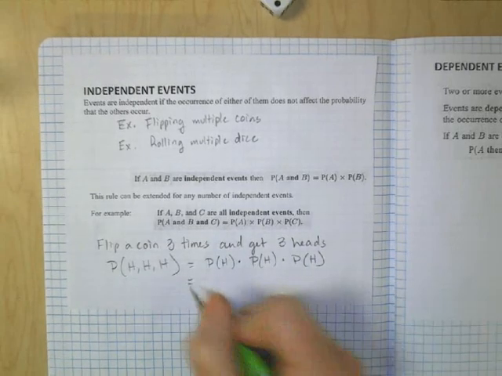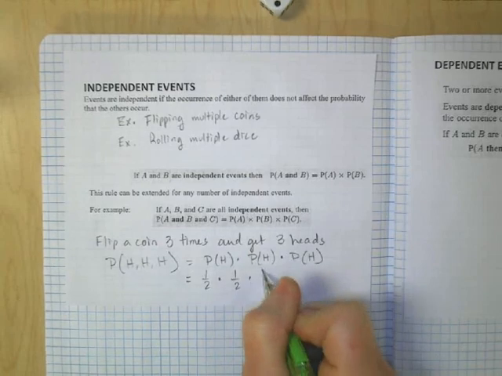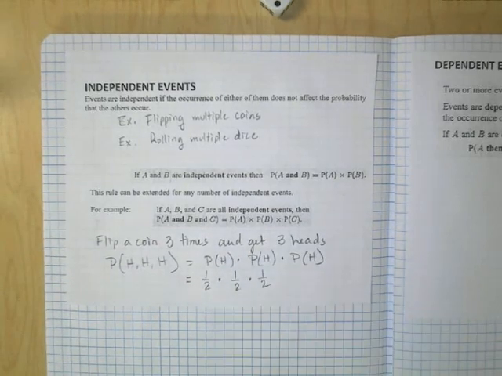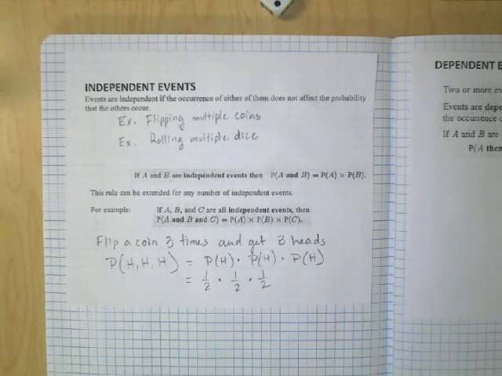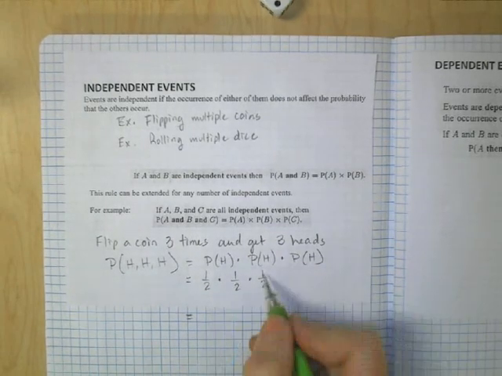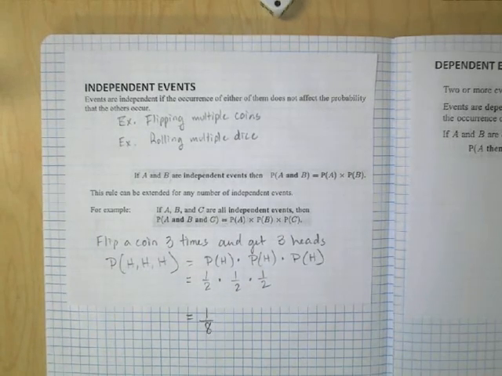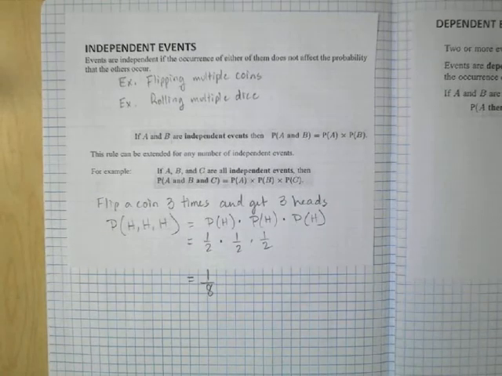So probability of heads is 1 out of 2 times 1 out of 2 times 1 out of 2, because each time I have a 1 out of 2 chance. So what's the chance of getting heads 3 times in a row? That would be equal to 1 times 1 times 1 is 1, 2 times 2 times 2 is 8, 1 out of 8. Okay, and we can prove that by making a list of all the things that could happen, or by making a tree diagram.